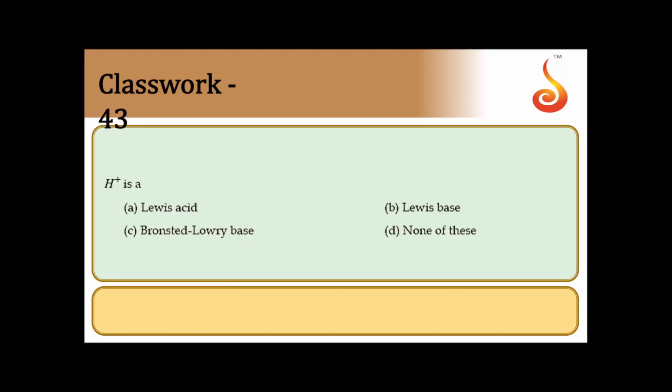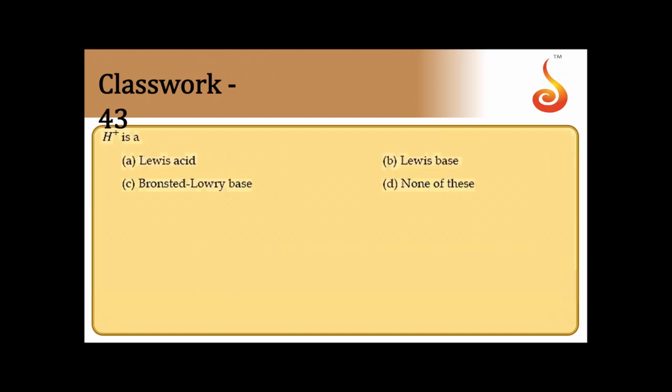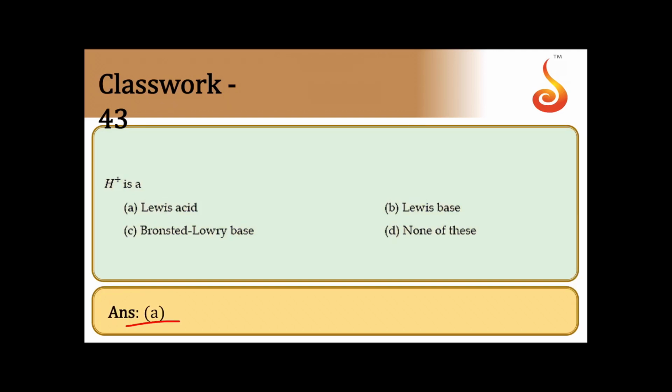Option B. Then H plus is an electron deficient species. Electron deficient always accepts an electron pair. An electron pair acceptor is going to be a Lewis acid. So H plus is electron deficient, doesn't have any electrons, so it accepts an electron pair. An electron pair acceptor is a Lewis acid, so the answer is A here. So it is A.